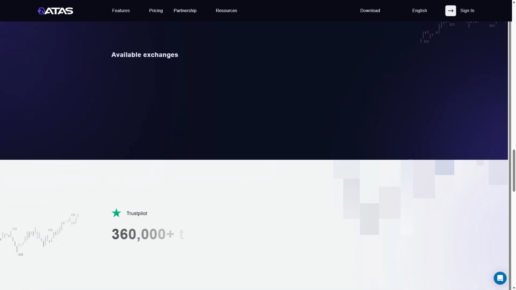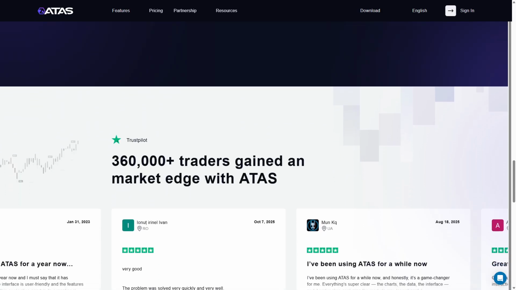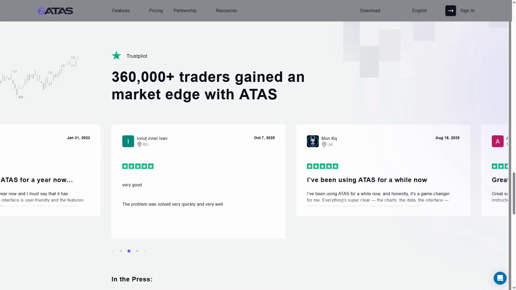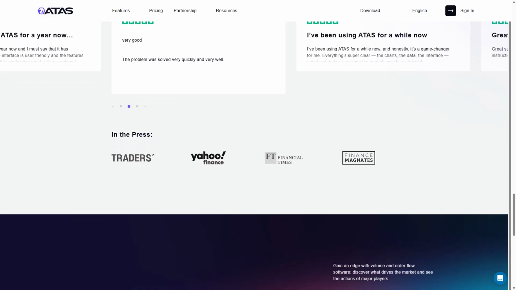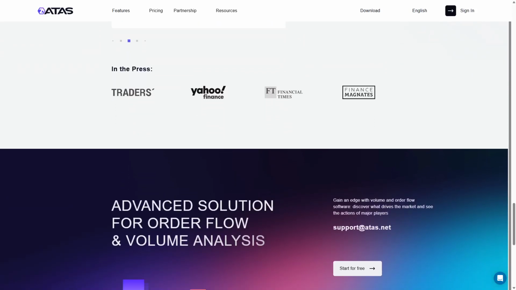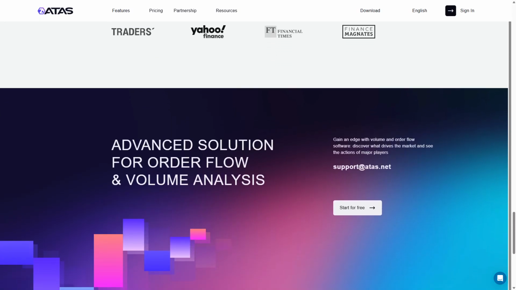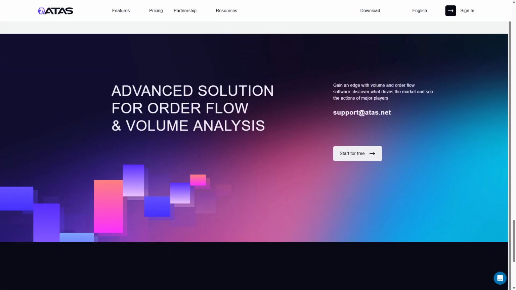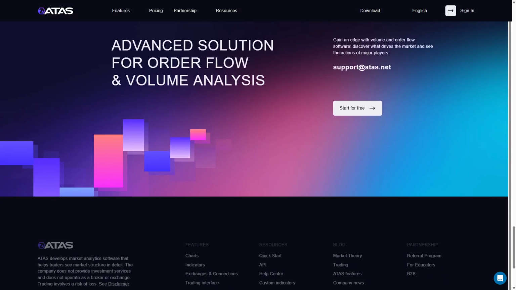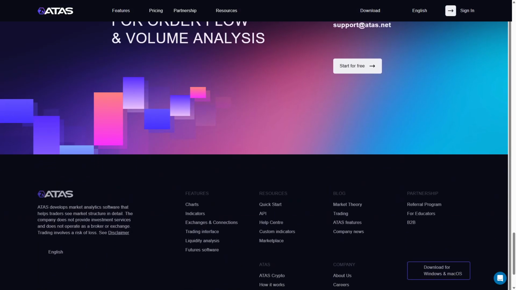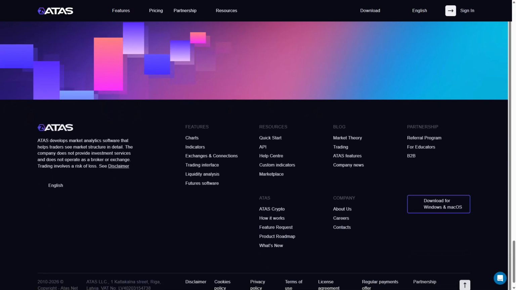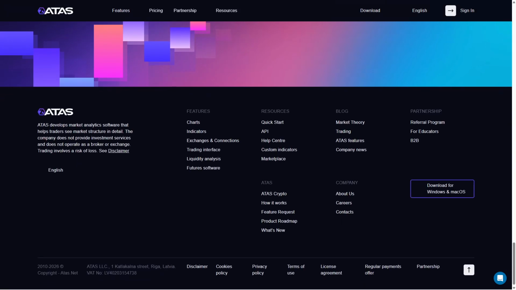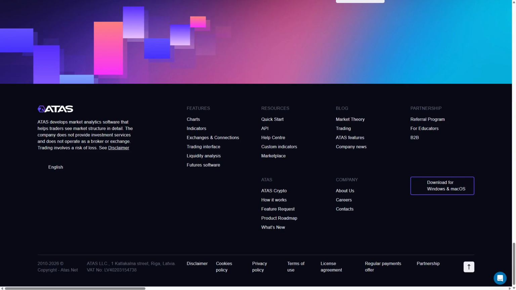The platform supports features like cluster charts, delta analysis, and volume ladders, helping users identify market imbalances efficiently. While ATAS is less customizable than Sierra Chart, it excels in user experience and rapid decision-making. It is ideal for traders who prioritize visual clarity and want to reduce setup time. Limitations include fewer options for deep customization and less support for complex automated strategies.